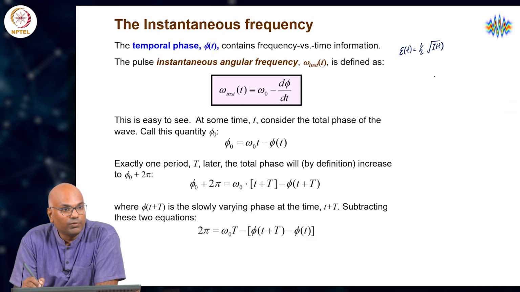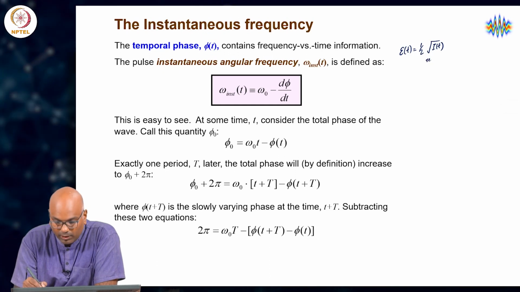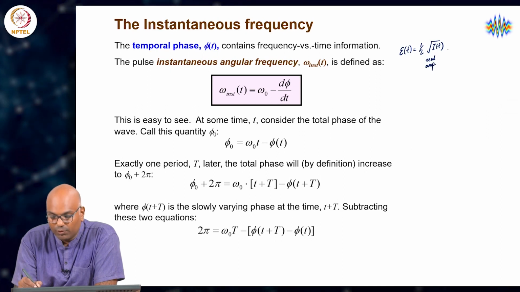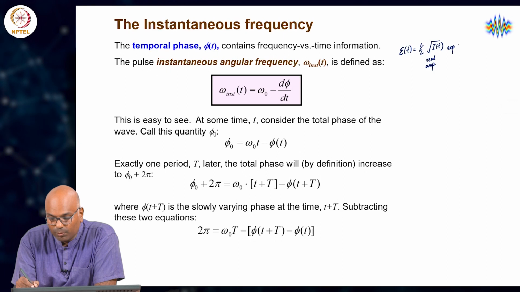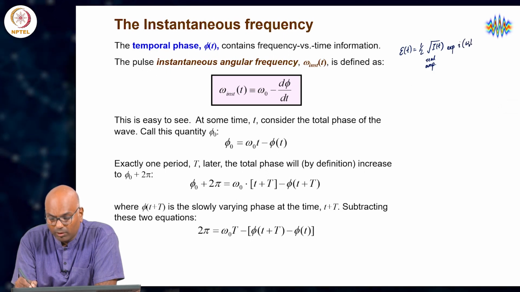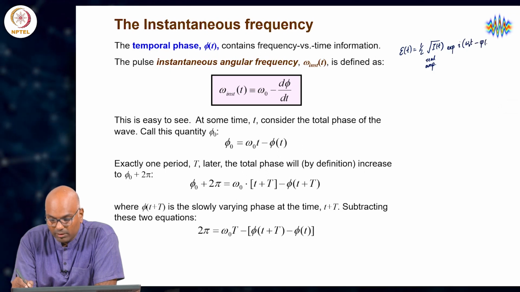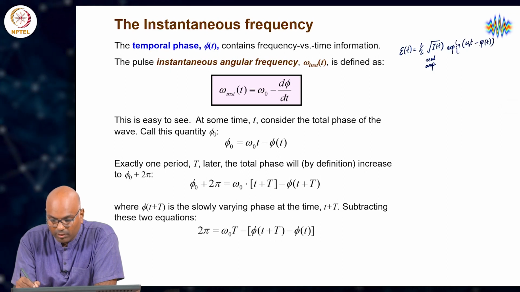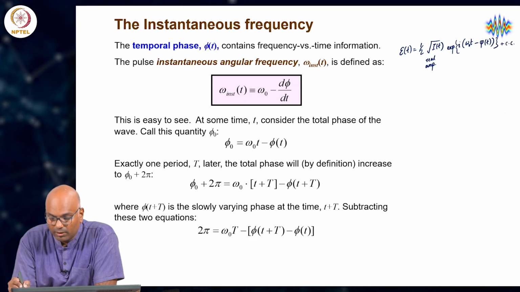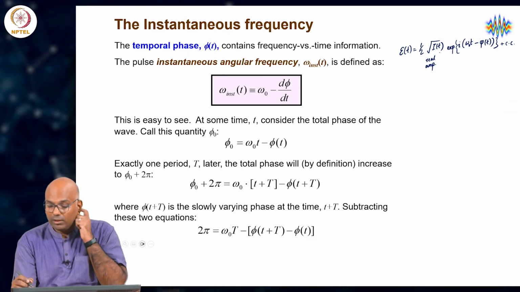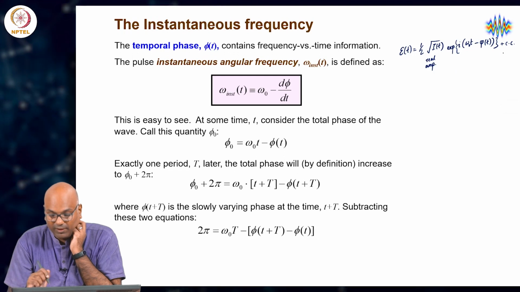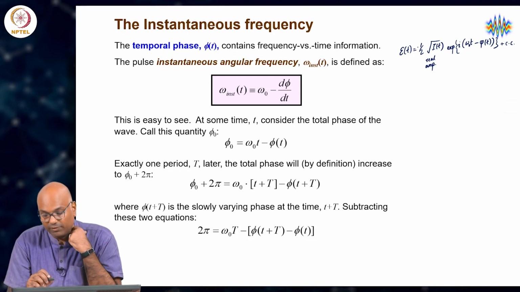Recall that we had for the electric field E of t, a half square root of I of t. Square root of I of t is what we call the real amplitude. Okay. This was multiplied by exponent i omega naught t minus phi of t, and the left hand side is a real quantity, and the first term on the right is in the most general case complex. So, we have c.c. going together with the factor half.